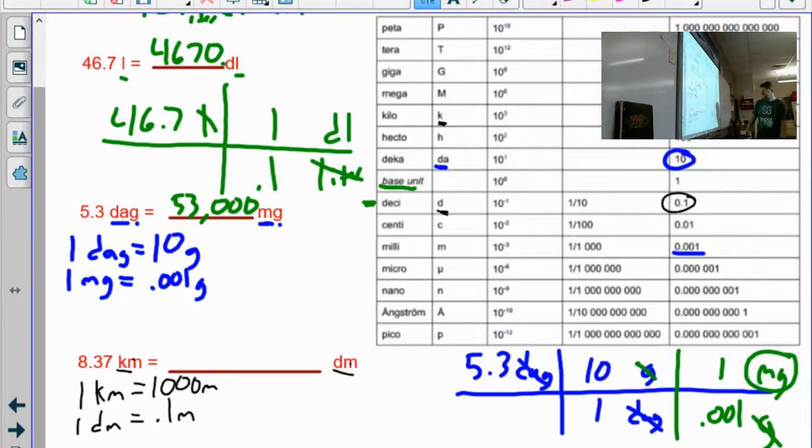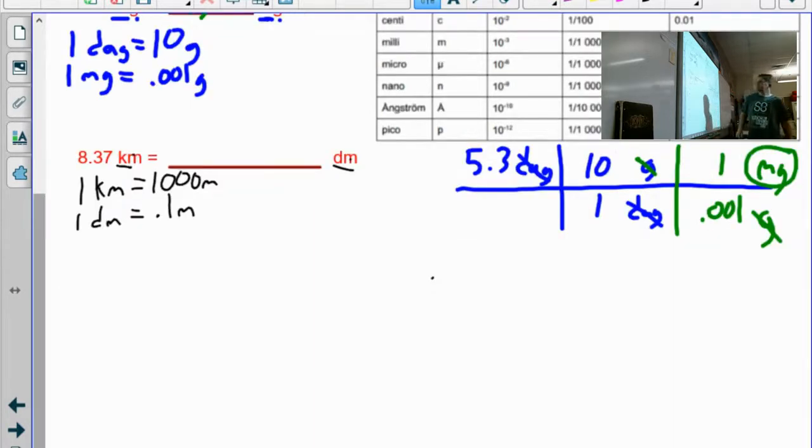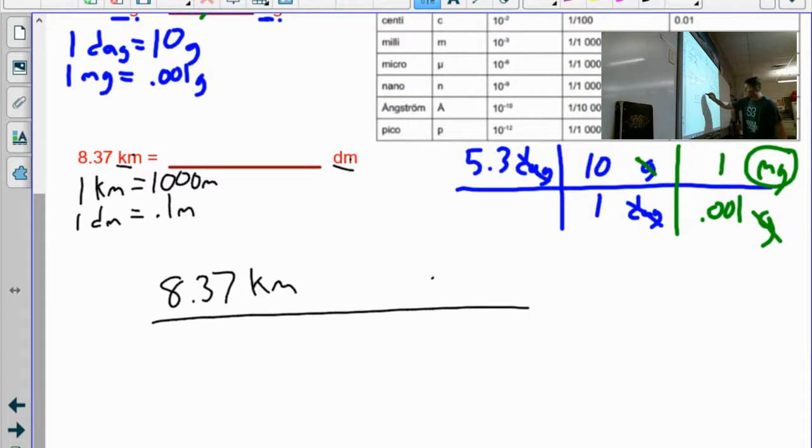meters. Okay, so then, extend the page a little bit. I'm going to start off with my 8.37 kilometers. I'm going to draw my train track.